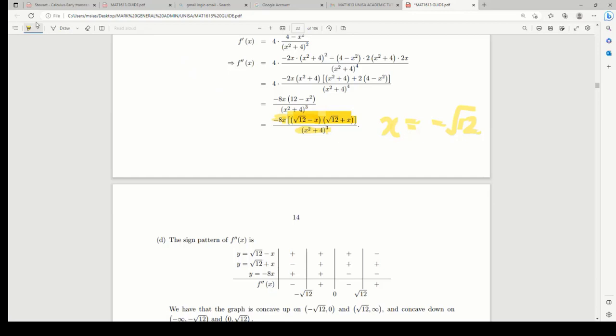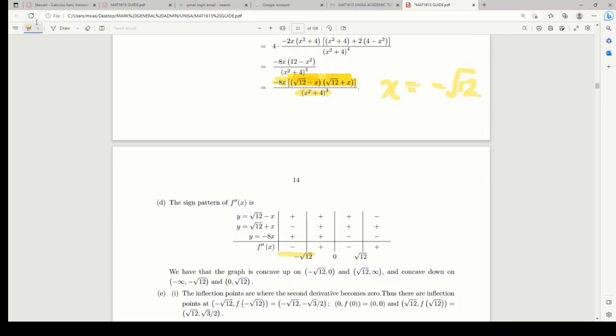And then when we look at the interval minus infinity up to minus the square root of 12, we use our test values there and check the values of each of these factors, pretty much like we did for the original function. Ultimately we see that f double prime of x is negative for the interval minus infinity up to minus square root of 12. So it's concave down. For the interval minus square root of 12 to 0, it's concave up. For the interval 0 to square root of 12, it's concave down. And again concave up for the interval square root of 12 up to infinity.